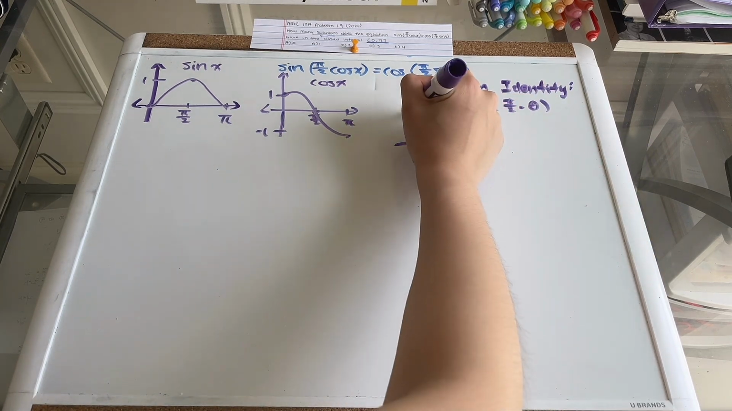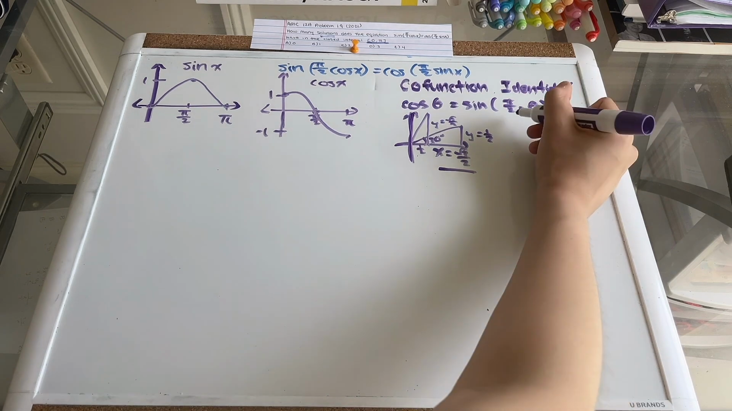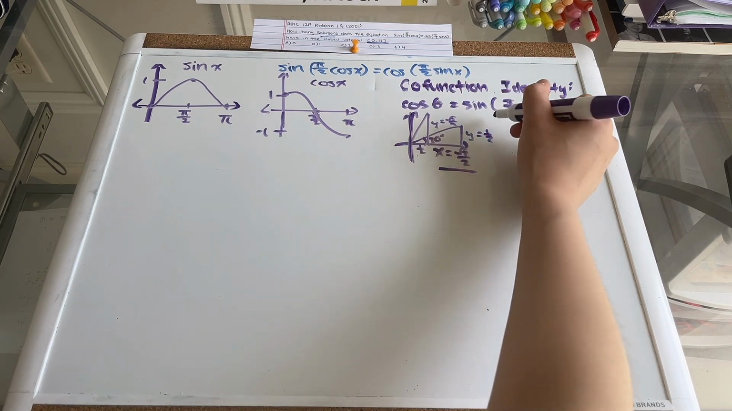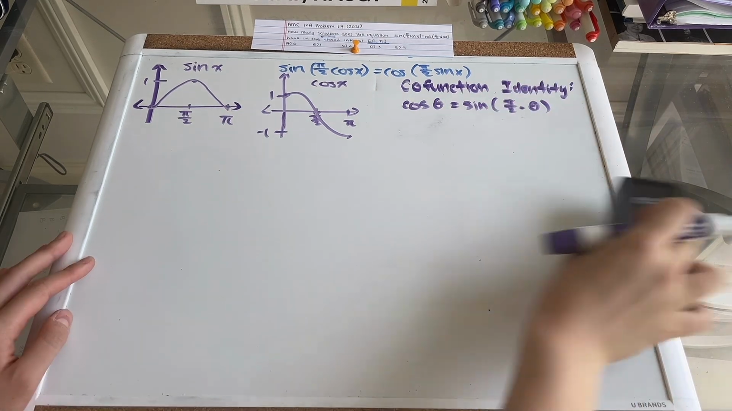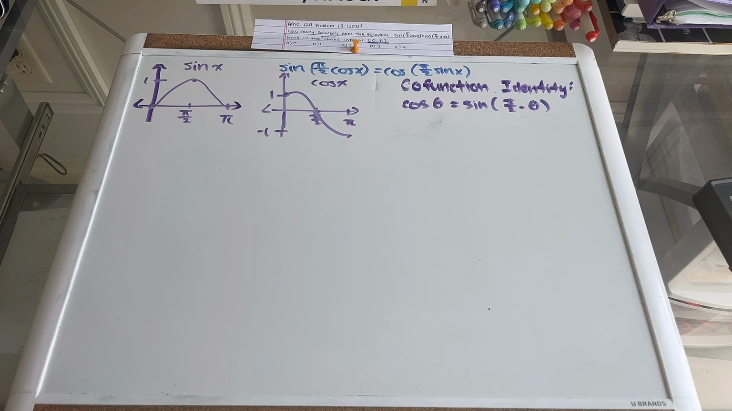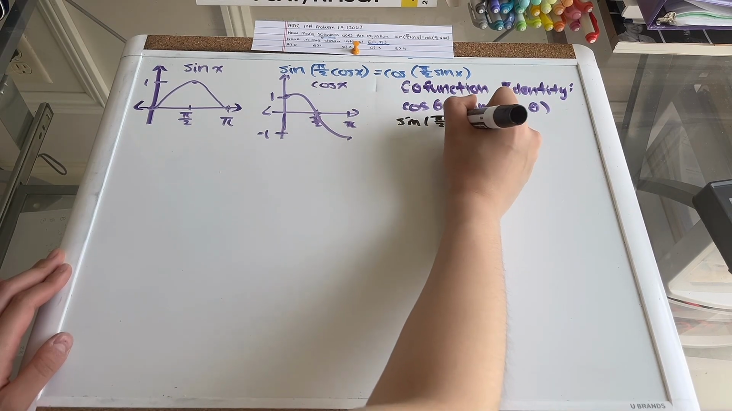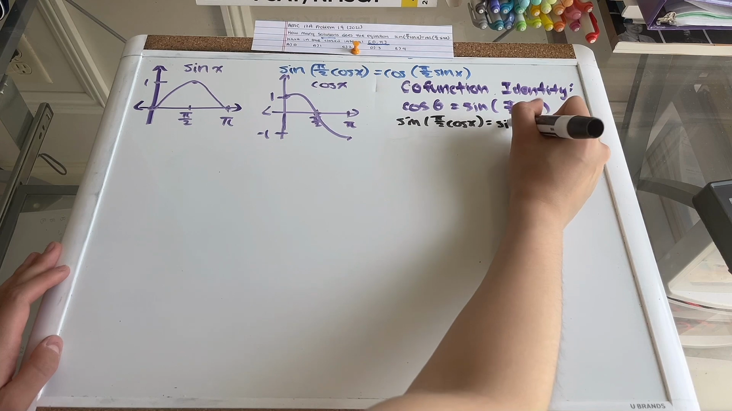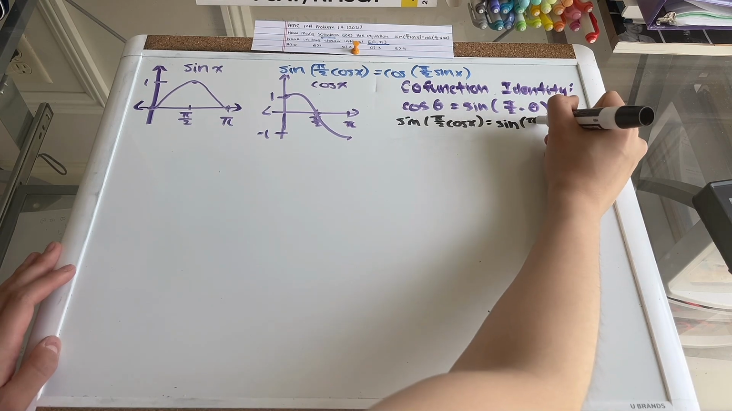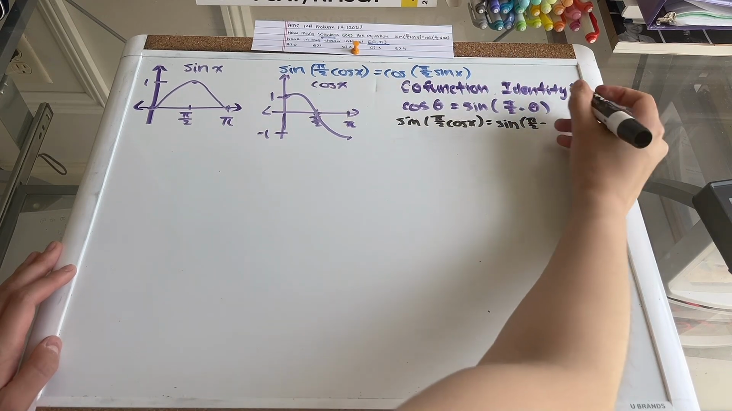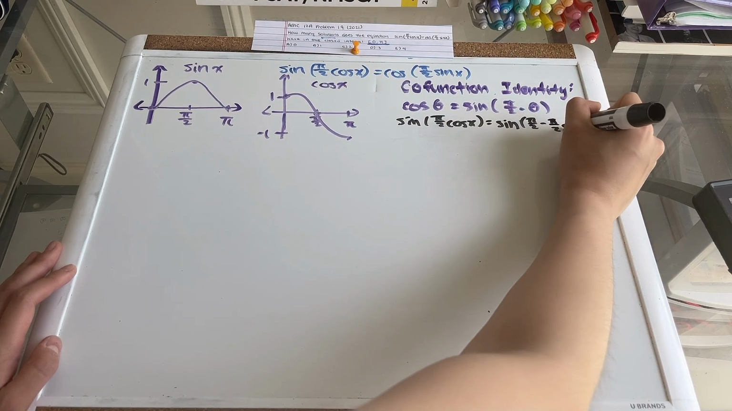And here is pi over 2. Pi over 2 is equal to 90 degrees. So basically, this is saying that the cosine of an angle is equal to the sine of 90 degrees minus the angle. Now, using this formula right here, we can simplify the equation above. Sine of pi over 2 cosine x equals sine of pi over 2 minus theta, which is the angle right here, pi over 2 sine x.